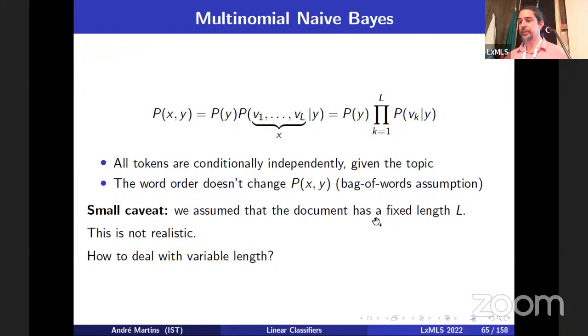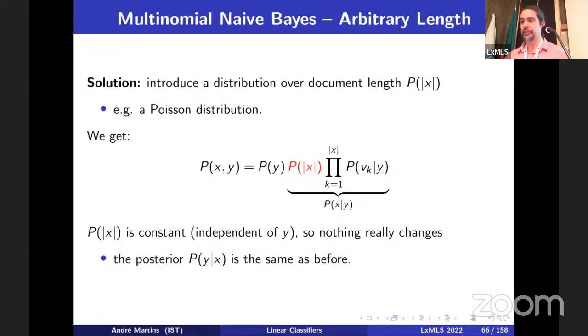So there is a small caveat in this model, which is that documents have a fixed length L. I mentioned this before. This in practice is not realistic. It's actually possible to deal with variable length if we also introduce a distribution over the document length. And we can choose whatever distribution we want. In this case, you want a probability mass function that works with discrete data because length is a discrete quantity. So a good choice would be, for example, a Poisson distribution, which you could fit to data, parameterizing this distribution by fitting the model to the data. Then the joint distribution of x and y will be written not just as the prior P of y and the product that we have seen before, but we also need to take into account the probability of this particular length.